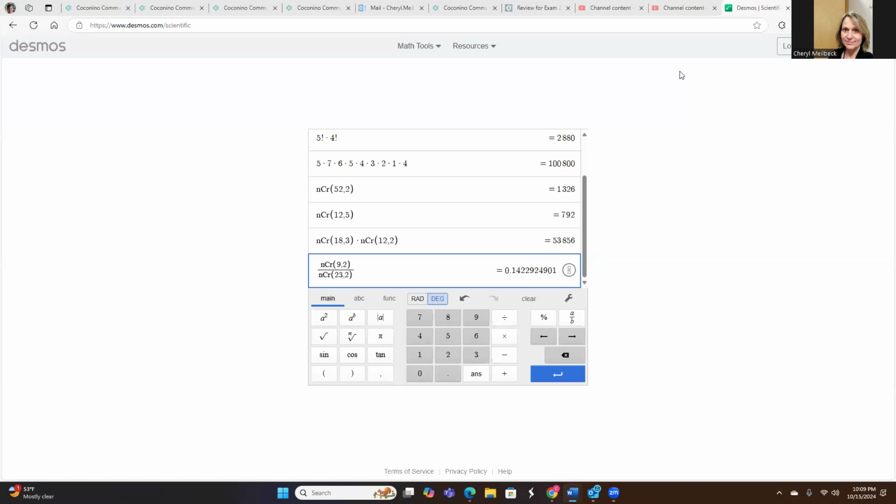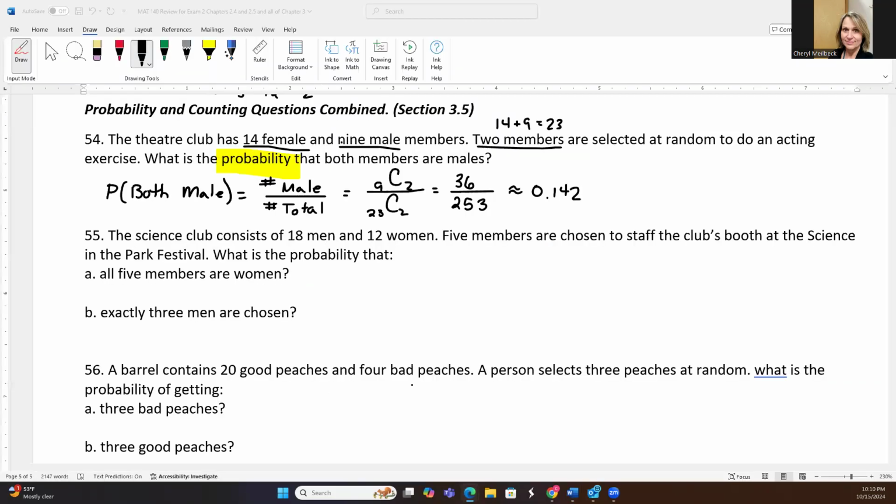All right, so when we do this on Desmos, we do 9 choose 2 divided by 23 choose 2, we get 0.142, or reduced fraction of 36 over 253. So we write that down as our solution, and that's what we have. Let's look at number 55.